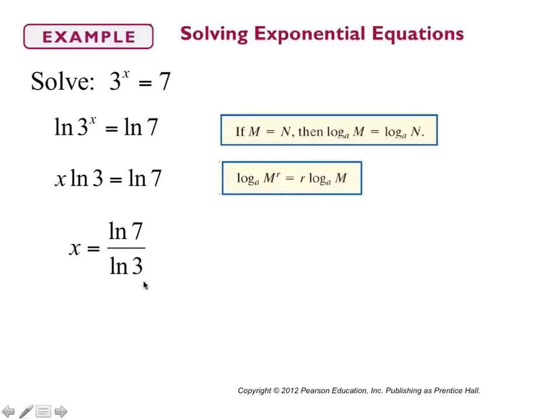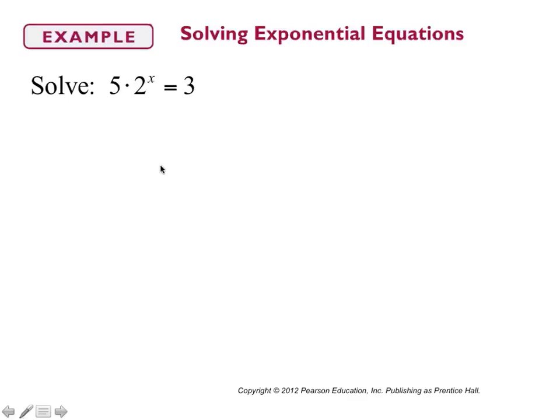This would be our exact answer, and then you put it in your calculator to get 1.771 as an approximate answer. And you can check this very easily by plugging in 3 to the 1.771 power, and you're going to get something really close to 7. It's not going to be exact because you rounded this answer, but it should be pretty close.